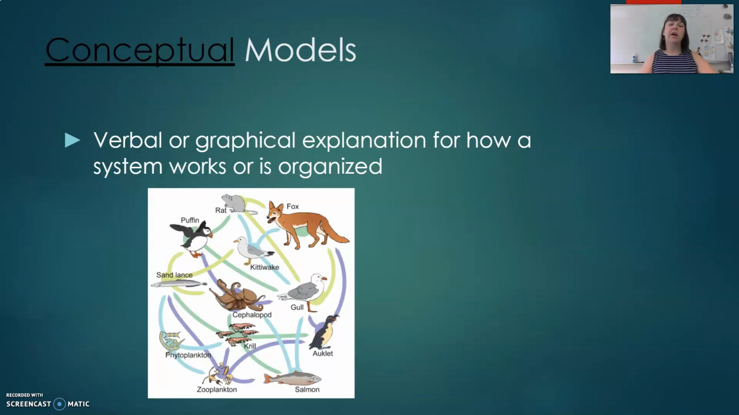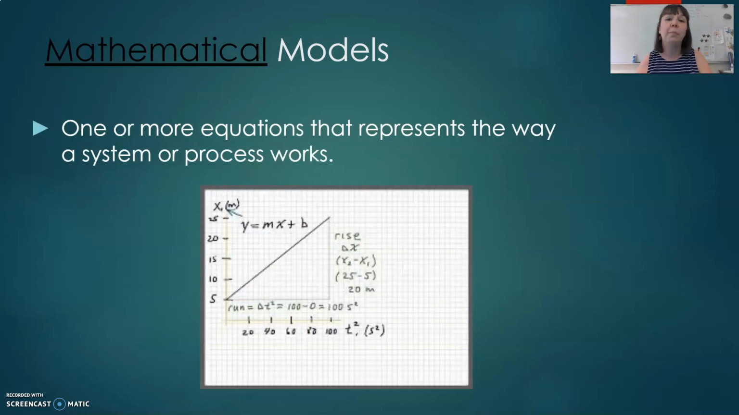Conceptual models show how a system works or how a system is organized. So we have a food web right here. Those animals are not actually standing there. What you're doing is taking a representation of those animals and showing how they're connected. If you've ever looked at the instructions for how to put something together, like a model or electronics or that IKEA furniture that you have to assemble, those pictures are a conceptual model of what things are supposed to look like and how they're supposed to go together.